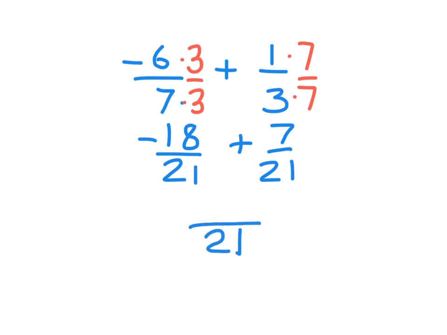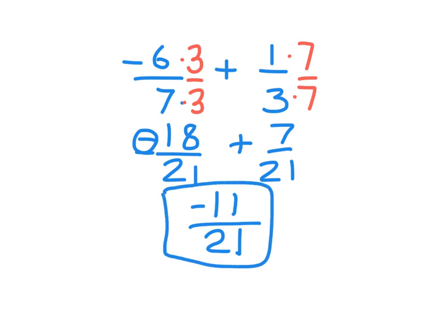Now be careful, this first fraction is negative, so the numerator is negative 18. The numerator of the second fraction is a positive 7. Since those signs are different, subtract them. 18 minus 7 is 11. Then keep the sign of the larger number, the bigger number. That would be the negative 18. So our answer is negative 11/21.